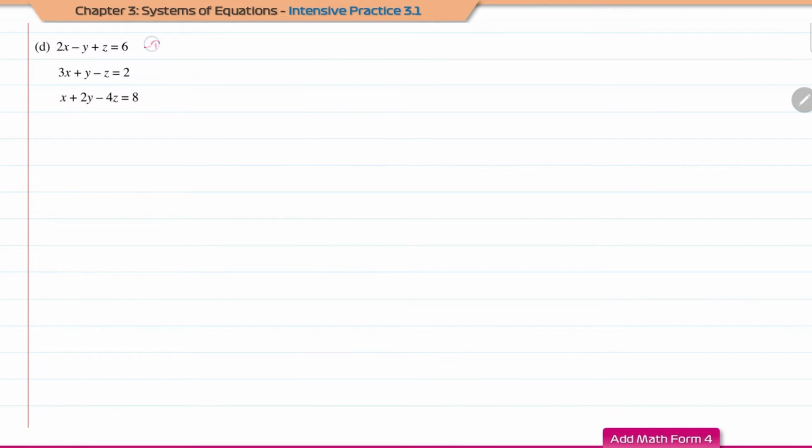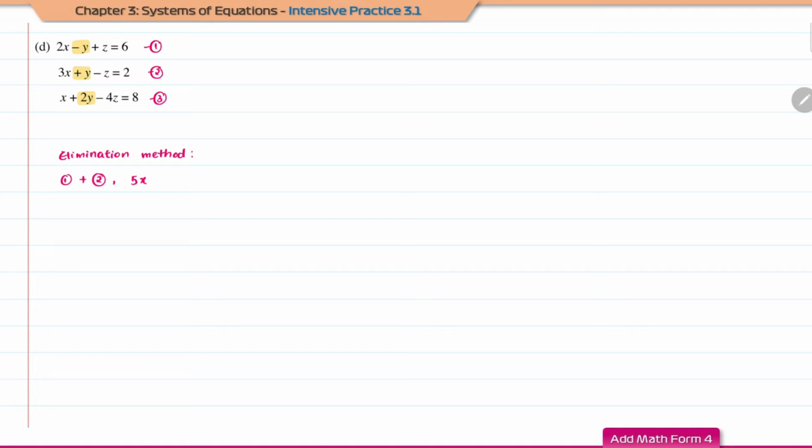So first, let us label the equations. For the first method, we're going to look at the elimination method. First, we need to choose a variable to be eliminated. In this case, I'm going to choose the y, as in equations 1 and 2, I already have y with the equal value. So first, I'm going to use equations 1 and 2. In order to get rid of the variable y, I'm going to use equation 1 plus equation number 2. So 2x plus 3x will give you the answer of 5x.